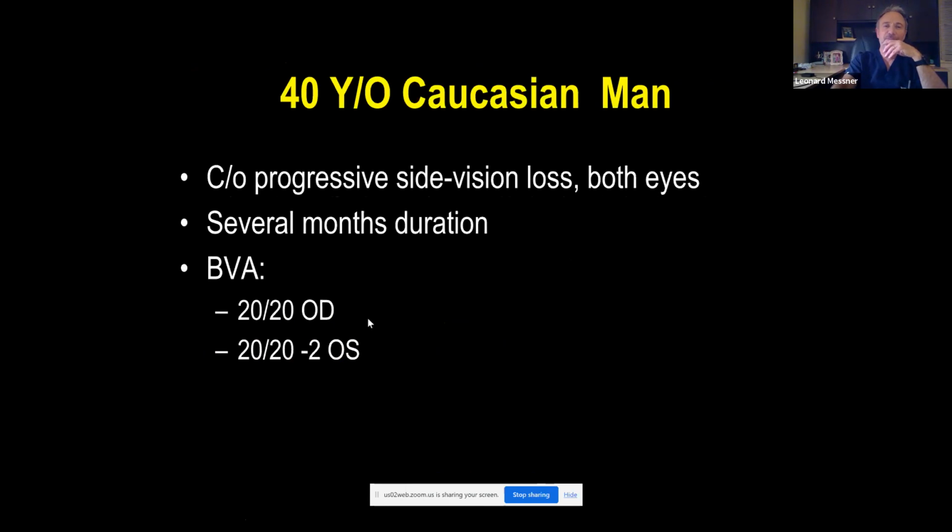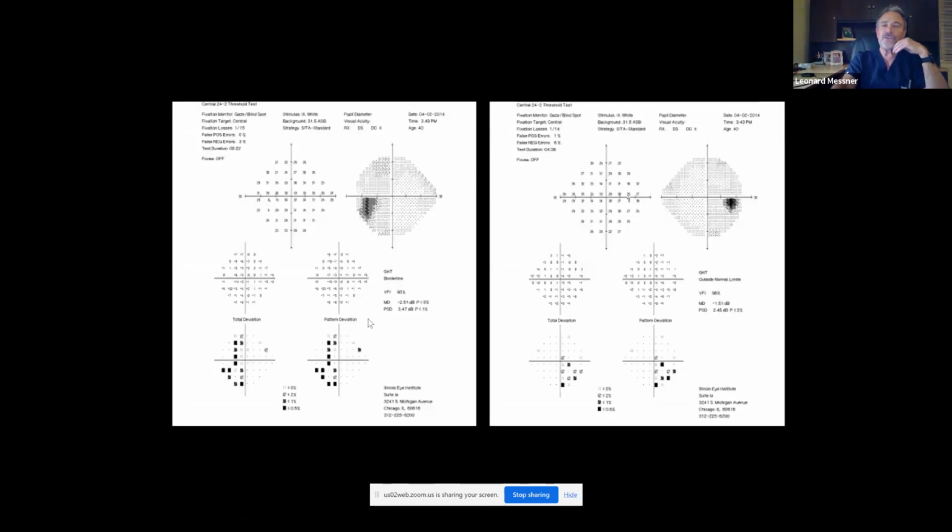here's a case of a 40-year-old man who came in with vague complaints of his side vision being blurry in both eyes, several months duration, 20/20 vision in his right eye, 20/20 minus vision in his left eye. And these are his visual fields. I think we could probably agree that these visual fields are equivocal at best. I don't know that anybody's going to hang their hat on what these visual fields mean. But if you look at these pattern deviations below, you can see that there is something of temporal field loss here in the left eye. There is something of temporal field loss here in the right eye.